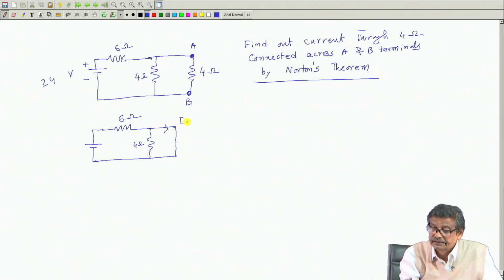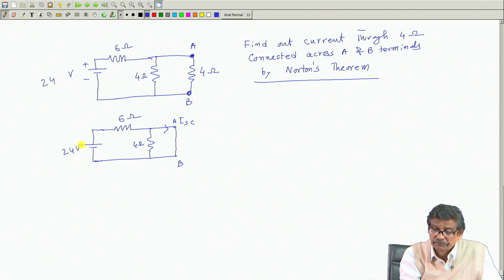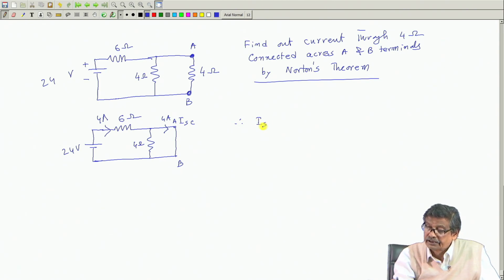This is ISC, A and B. And what will be the value of this current? Very simple. Here the equivalent resistance is 0. So, 24 by 6, 4 ampere will flow, and this 4 ampere will flow all through this, is not? Therefore, I will say short circuit current is 4 ampere. Can be easily calculated.